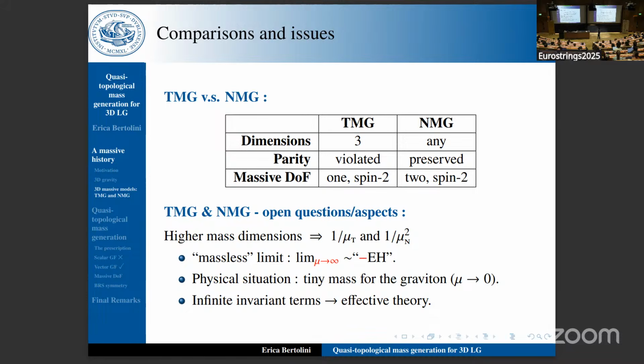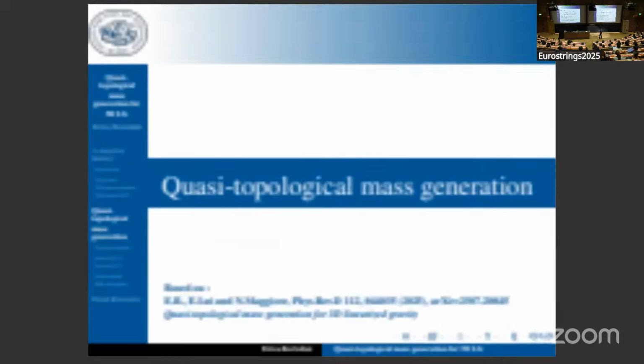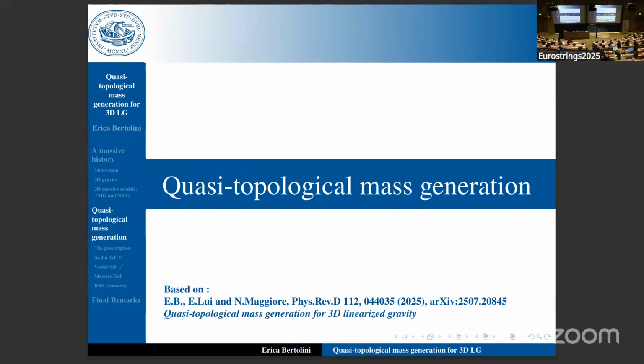Also, it's in some sense in disagreement with the physical situation, because the mass of the graviton, as I showed you at the beginning, is actually very tiny. So we should get the linearized gravity term for a very small mass, so for mu going to 0 instead of infinite. And these are actually effective theories, since we can build infinite invariant terms. So these last open points, let's say, motivated the work with my collaborators that was recently published.